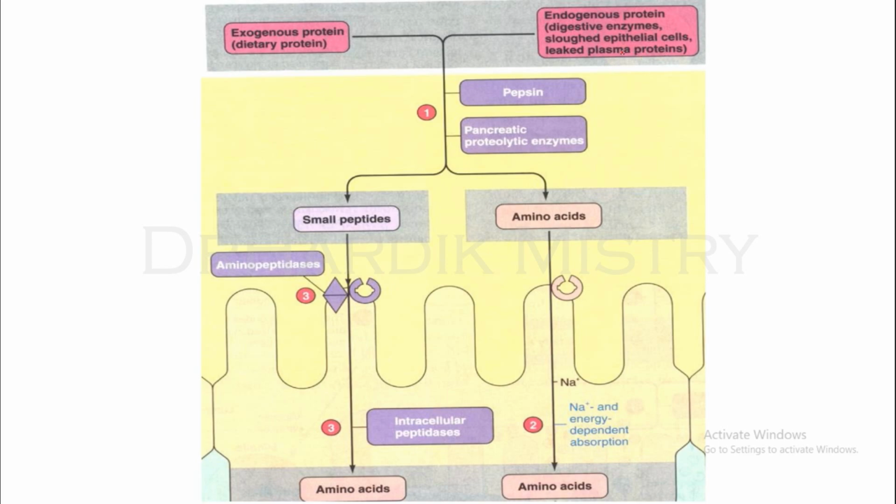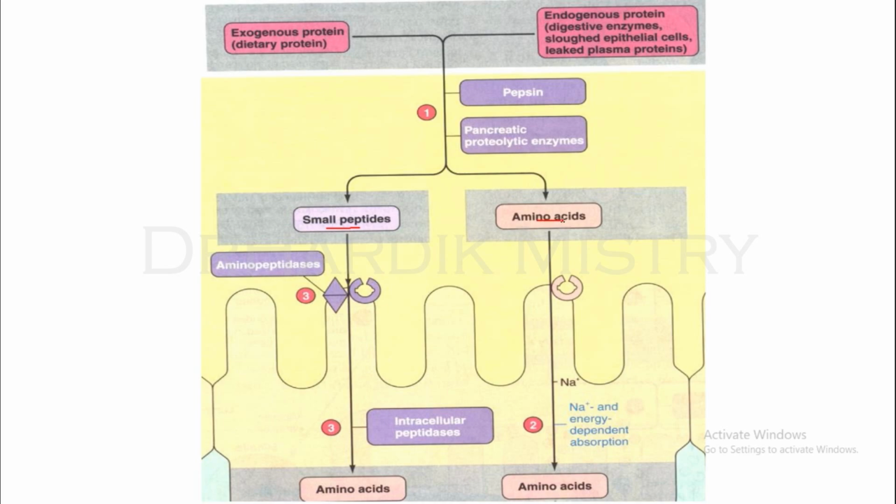liquid plasma proteins. All this protein material comes in contact with four different types of enzymes: pepsin, chymotrypsin, trypsin, and procarboxypeptidase. Pepsin is present in the gastric juice, whereas trypsin, chymotrypsin, and procarboxypeptidase are the pancreatic proteolytic enzymes, and these are present in the pancreatic juice. These enzymes convert the exogenous and endogenous protein into small peptides and amino acids.